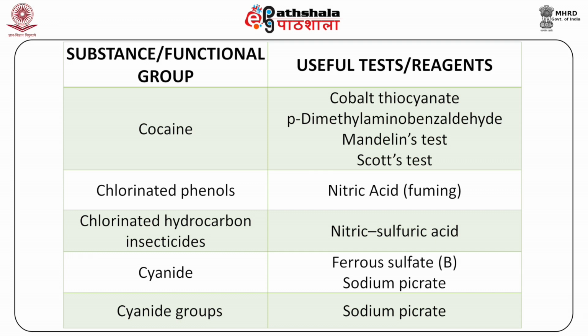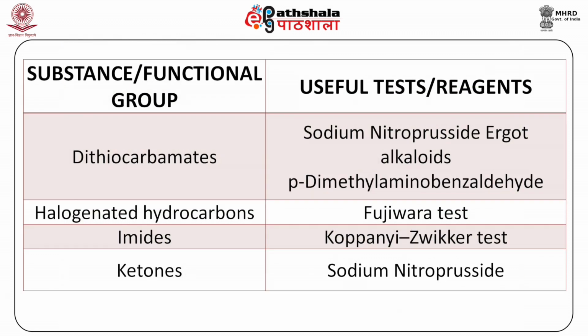Next is chlorinated hydrocarbon insecticides, nitric sulfuric acid test. For cyanide, it is ferrous sulfate, sodium picrate. In case of cyanide groups, sodium picrate is employed. For dithiocarbamates, sodium nitroprusside. For ergot alkaloids, para-dimethylaminobenzaldehyde. For halogenated hydrocarbons, Fujiwara test is employed. For amides, it is Koppanyi-Zwicker test. In case of ketones, it is sodium nitroprusside.